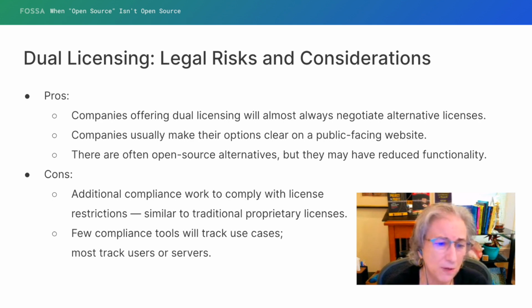So the pros about dual licensing is that there are often other licenses available, so you can solve compliance problems by negotiating a regular commercial license. The cons are that you can have additional compliance work, and a lot of the tracking tools that you use might not track dual licensing terribly well.